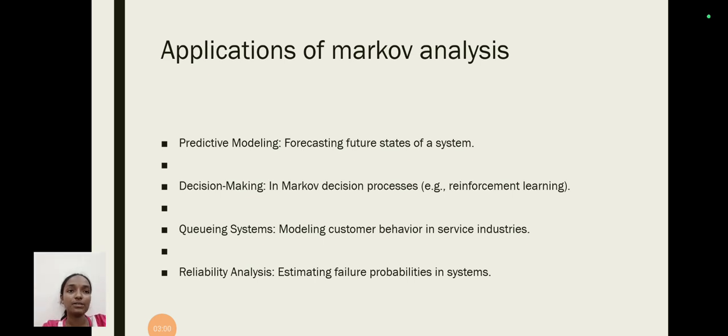Next, applications of Markov analysis. Predictive modeling. Forecasting future states of a system. Decision making. In Markov decision processes, for example, reinforcement learning. Queuing system. Modeling customer behavior in service industries. Reliability analysis. Estimating failure probabilities in systems.